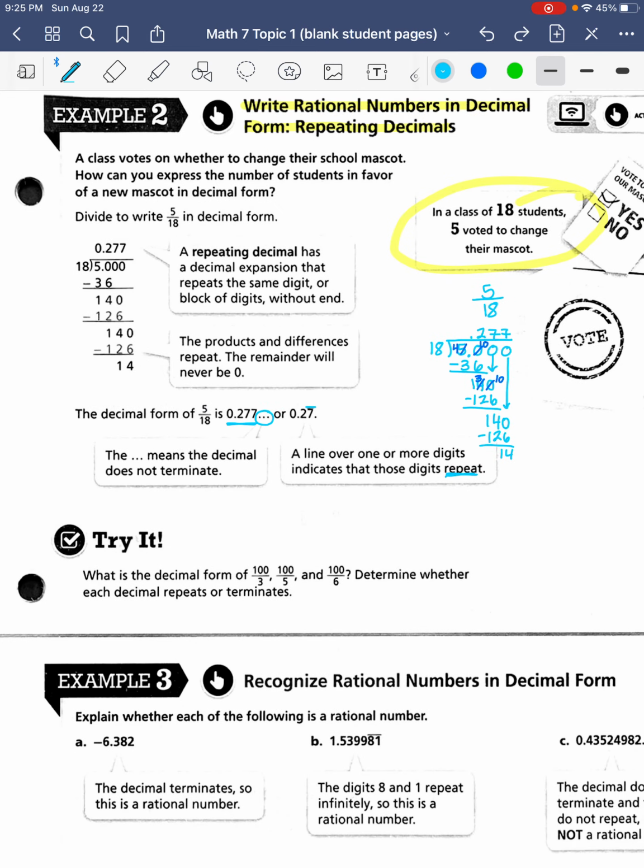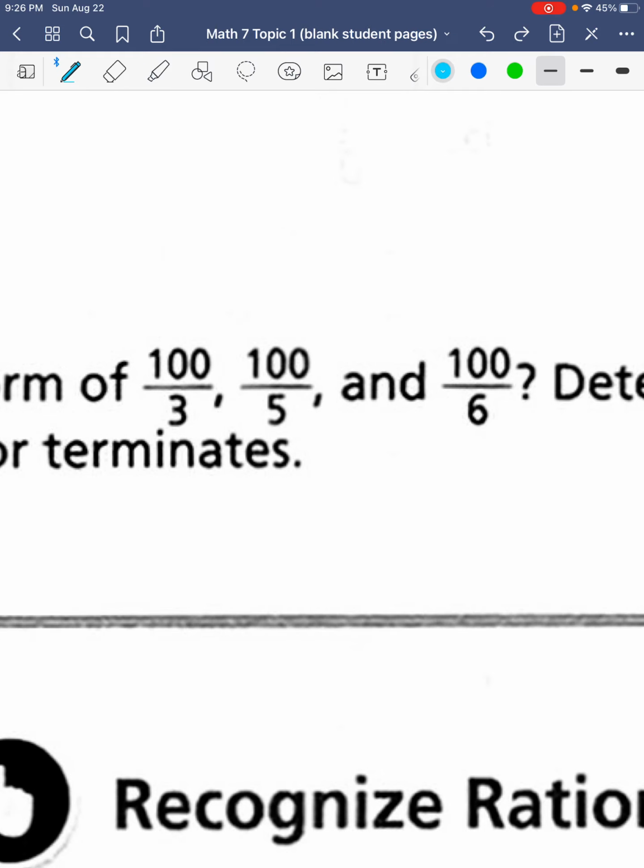Okay, so it's our turn to try it. What is a decimal form of 100 over 3, 100 over 5, and 100 over 6? Determine whether each decimal repeats or terminates. Okay, so if you remember our extra notes, I talked about looking at the denominators. If it's a multiple of 3, that means it's probably in all likelihood going to repeat. So I'm expecting those two to repeat.